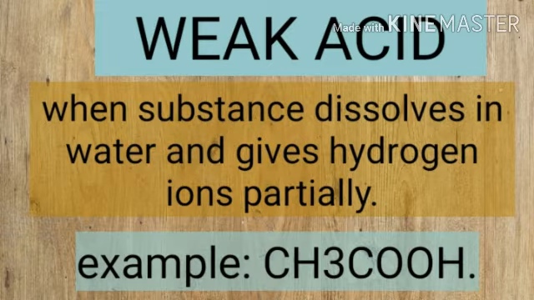And next one is the weak acid. When a substance dissolves in water and partially gives H plus ions, that is called as weak acid. Weak acids do not fully ionize in solution. This is because some of their H plus ions stay attached to the acid molecule. For example, acetic acid. Acetic acid gives CH3COO minus, the acetate ion, and H plus, the hydrogen ion.